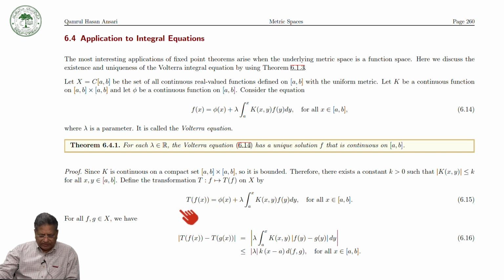Now we will prove that this T satisfies the condition of theorem 6.1.3. So for all x, we have the modulus of T f(x) minus T g(x) equal to the modulus of lambda times the integral from a to x of k(x,y) times the modulus of f(y) minus g(y) dy. And this is less than or equal to modulus lambda times K times (x minus a) times d(f,g). Why is it d(f,g)? Because d(f,g) is the supremum over x in [a,b] of the modulus of f(x) minus g(x). So we are considering the supremum of this one.